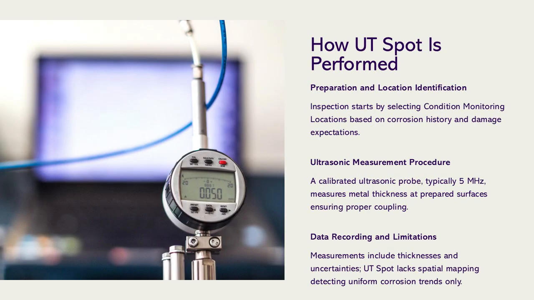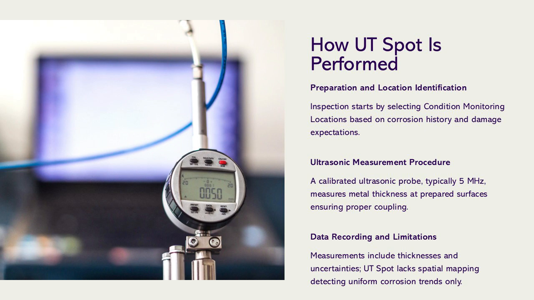UT spot follows a straightforward procedure governed by ASME Section V Article 4. The method begins with identifying appropriate condition monitoring locations, CMLs, in accordance with API 570 Section 5.6, considering historical corrosion patterns and expected damage mechanisms. The inspection surface must be prepared by cleaning and removing coatings or scale to ensure proper coupling between the probe and the metal surface. A calibrated ultrasonic device with an appropriate frequency probe, often 5 MHz for carbon steel, is used to take point readings.